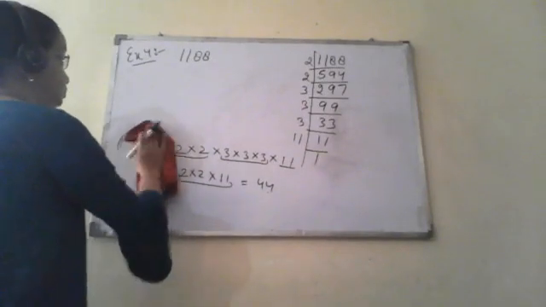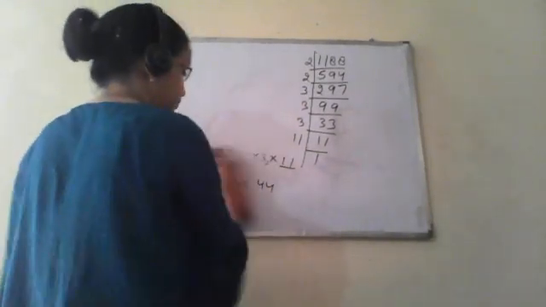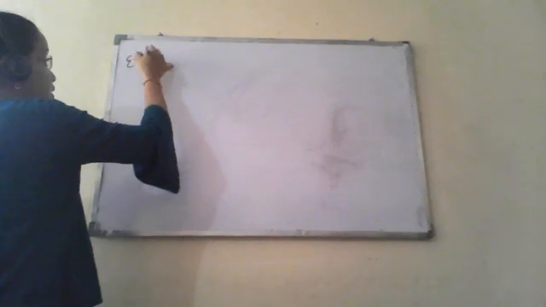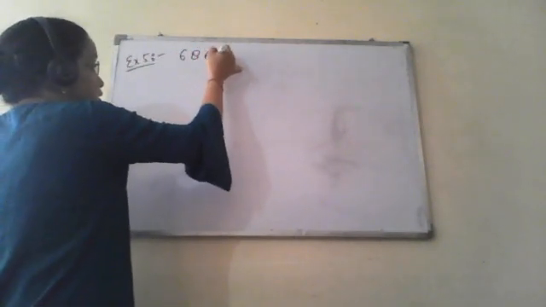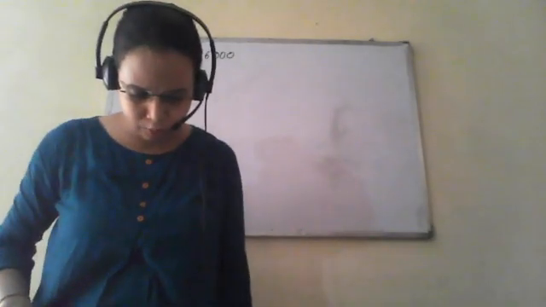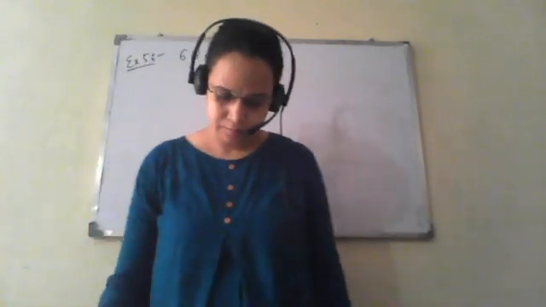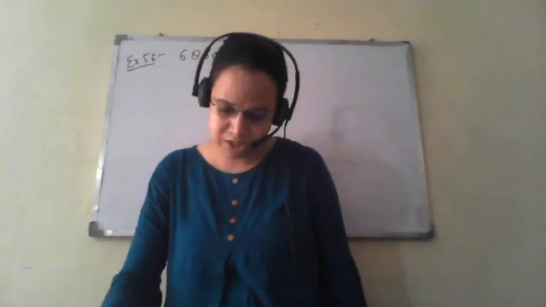Now example 5. It is 686. So they have asked, is this a perfect cube, and we have to find the smallest number by which it should be multiplied to get a perfect cube. Okay, so we have to do the prime factorization of this number.